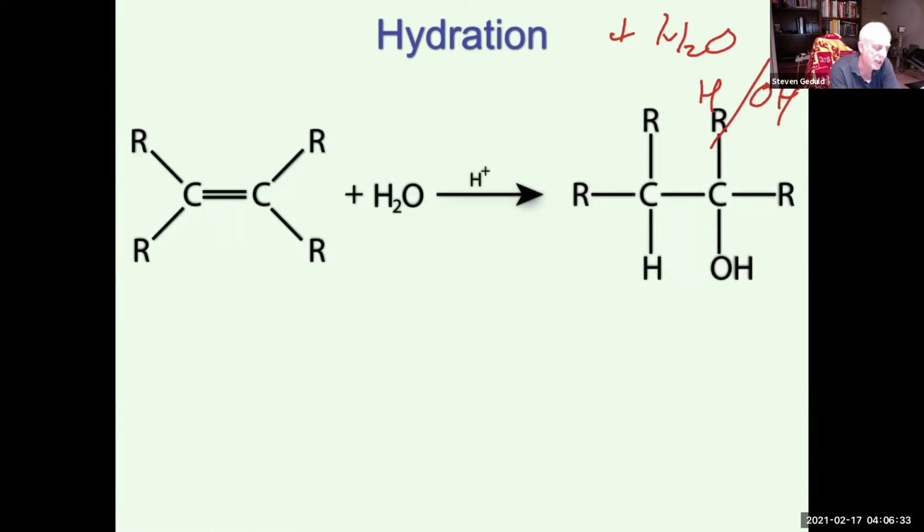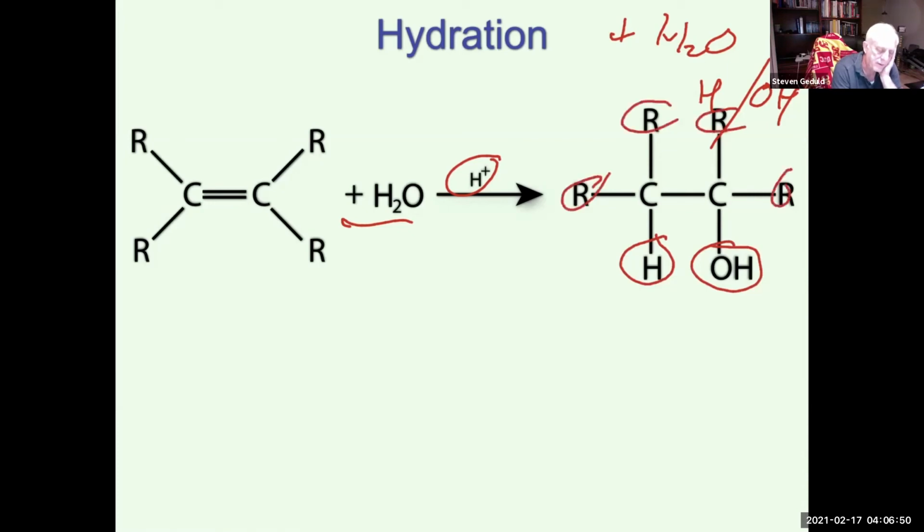Okay, you're adding water in the presence of acid. You're adding an H and an OH. Now, if you look at that, we're adding two different things. So if these R's are different, then there are two different compounds we could make. We could have the OH here and the H here, or the H here and the OH there, depending on where it adds. And there are rules that we're going to learn that will tell us which product is made most often.